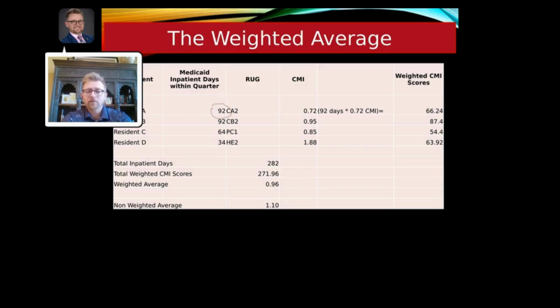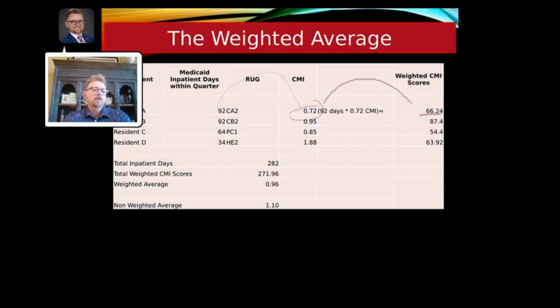So then we have the RUG, just the category that categorizes that CMI, which quantifies the acuity. And then over here, you have the main point of how to calculate this, all right? Let's start from resident A. That resident is with us for 92 days, all quarter long. Based upon their MDS, they have a RUG of CA2. That RUG equates to 0.72. So when we want to quantify the resources needed to take care of that resident for the quarter, it wouldn't make any sense to just put 0.72, right? We have to figure out a way to weight that. So it's the days for that quarter times that CMI that gives us the weight of the resources needed to take care of that patient. And that's what you would do for every single Medicaid resident.